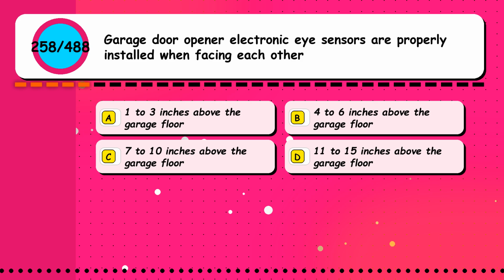Question 258. Garage door opener electronic eye sensors are properly installed when facing each other: Option A, 1 to 3 inches above the garage floor. Option B, 4 to 6 inches above the garage floor. Option C, 7 to 10 inches above the garage floor. Option D, 11 to 15 inches above the garage floor.